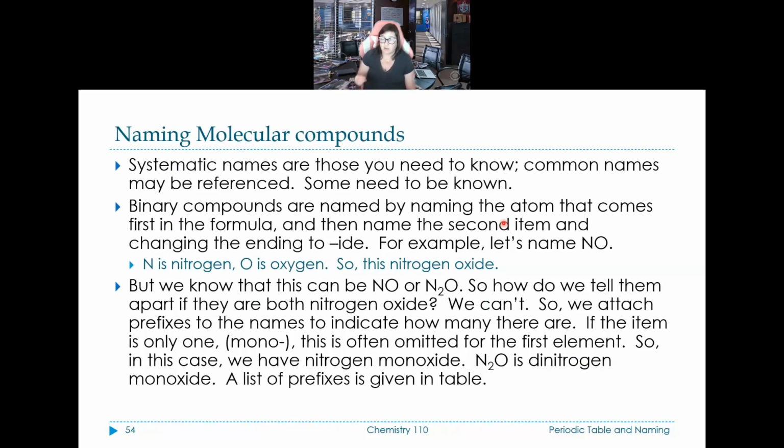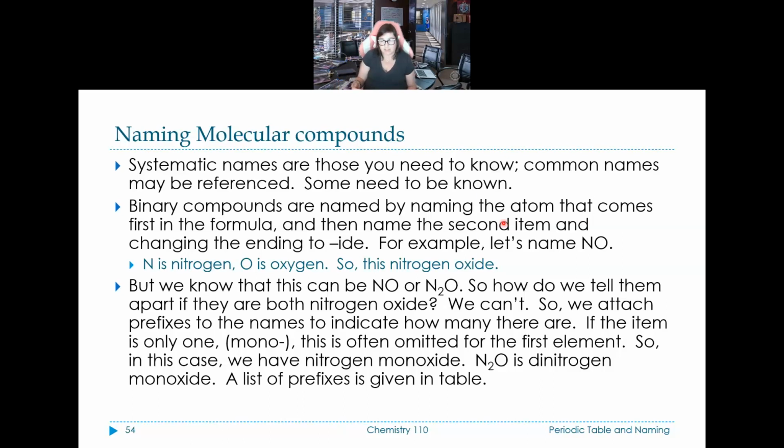Binary compounds are named by naming the atom that comes first in the formula, and then naming the second item and changing the ending to -ide. So that's very similar to what we had before. For example, let's name NO. N is nitrogen, O is oxygen, so it's nitrogen oxide. That's easy. But we know that this can be NO or N2O, right? It can be N2O4, it can be all kinds of different things. So how do we tell them apart if they both have nitrogen and oxygen?